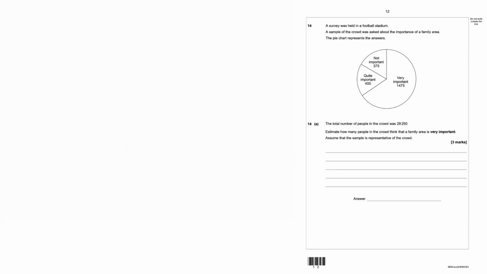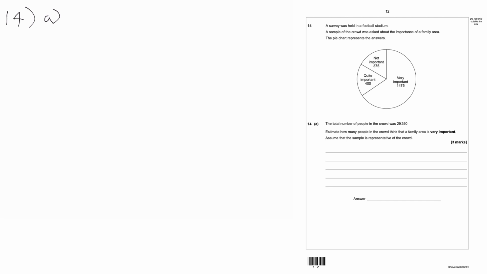So for question 14, we are told that a sample is taken at a football game and they've been asked about the importance of a family area. And what we want to know, for part A, is given that the attendance was 29,250 people, how many people think that it is a very important area of the stadium? We have a sample, and we're told that the sample should be representative of the crowd. So what we want to know is what portion of the respondents thought that the family area is very important, and then we apply that to the total number of people in the stadium.